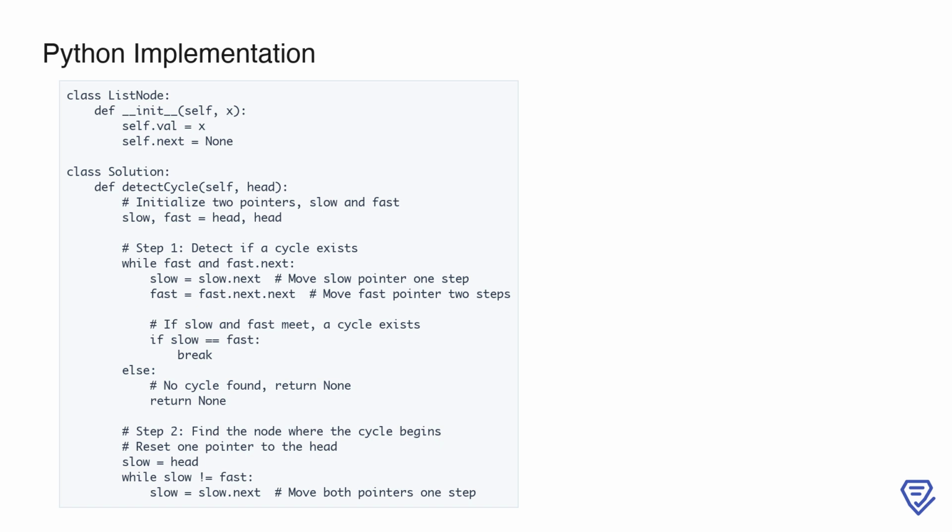Once we establish that a cycle exists, the second step is to locate the exact node where the cycle begins. For this, we reset the slow pointer back to the head of the list, while the fast pointer remains at the meeting point.